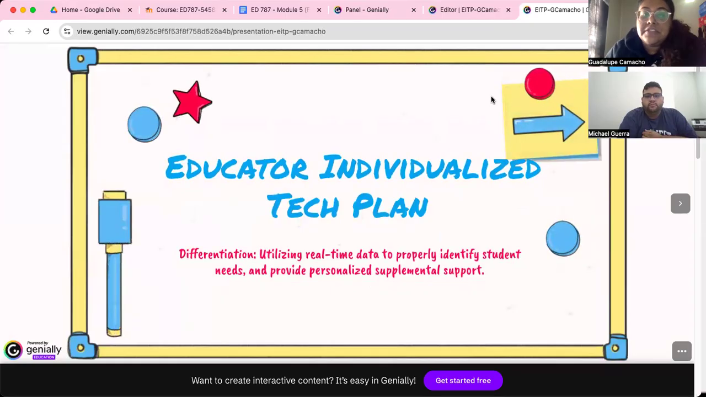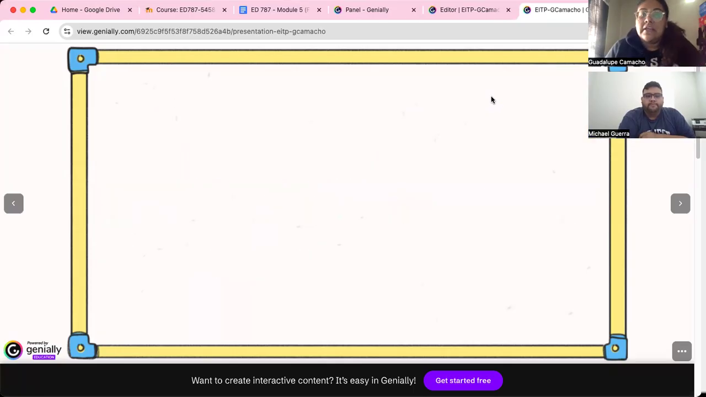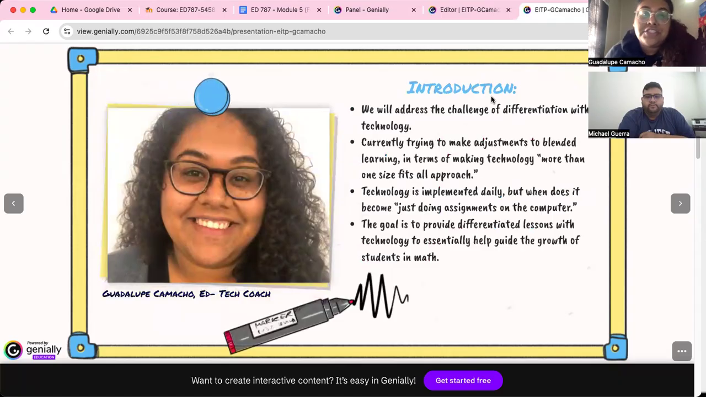So again, just to start, this is considered an individualized ed tech plan. Again, our challenge that we're addressing is differentiation, basically using real-time data to properly identify student needs and provide personalized supplemental support. That's one of the things that we discussed last time, that we do have data, but what do we do with it afterwards, and how do we get more bang for our buck when it comes to technology and math.